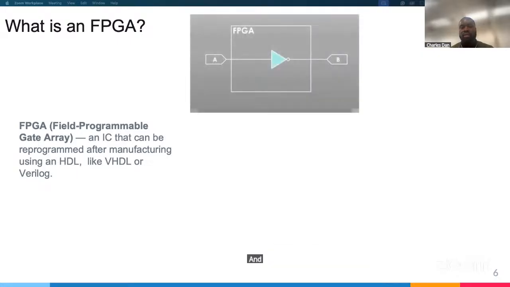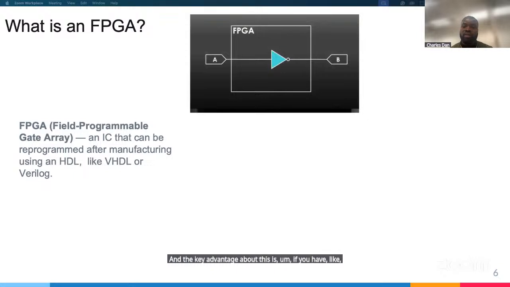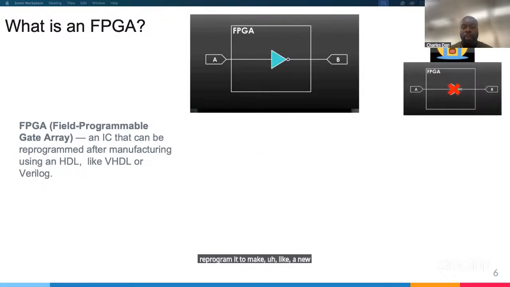The key advantage is this: if you have your device or circuits which, after tape-out, you cannot reconfigure, FPGAs help you do that. The key advantage is that it helps you design a logic circuit. Once you download that circuit to the FPGA board and discover a mistake, you can simply go back, make changes, and reprogram it to make a new hardware.